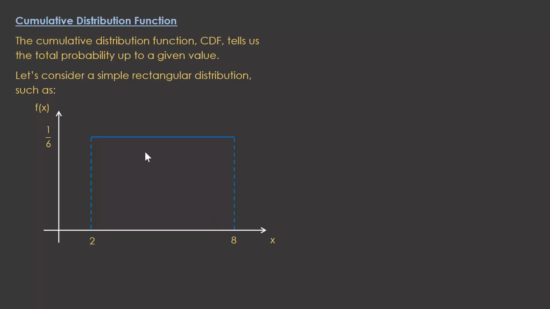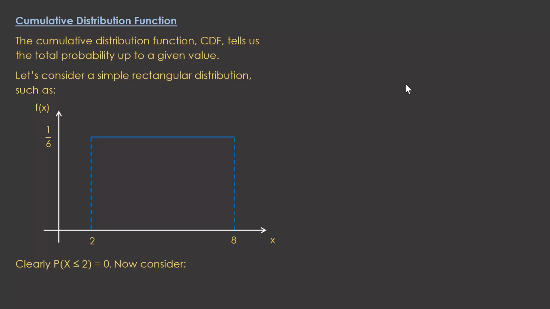So since we need this area to be 1, the height of the rectangle is 1/6. This will be 0 everywhere else. So remember, this is a graph of the PDF, or probability density function. Clearly, the probability that x is less than or equal to 2 is 0.